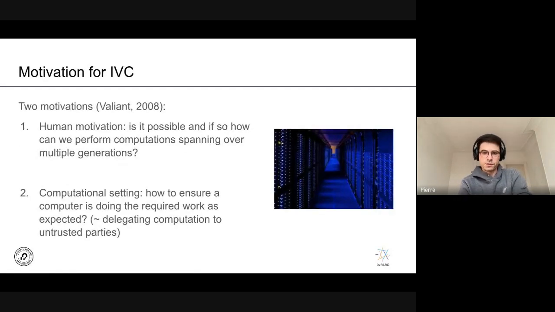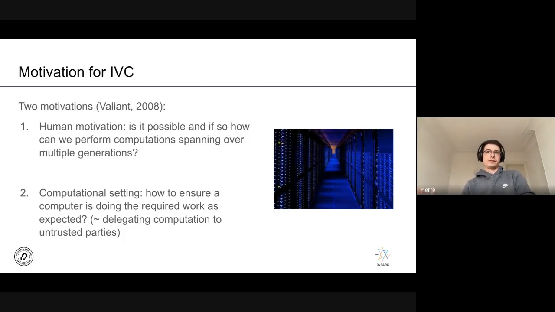And it gives Paul Valiant two motivations for IVC, which are very interesting from a philosophical point of view. The first one is a human motivation. He asked whether it would be possible, and if so, how, to perform computations spanning multiple generations. Let's say that you have aliens coming in 400 years, and you need to make a very long computation that is going to span multiple generations.